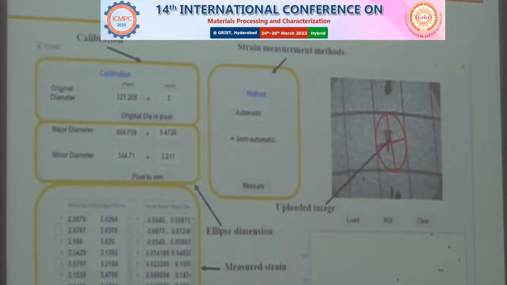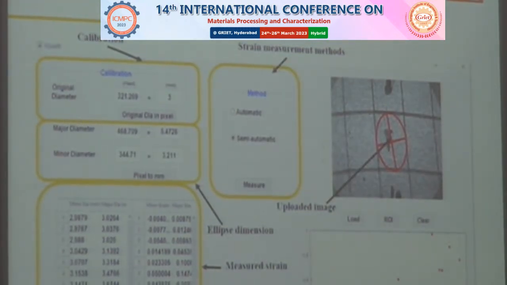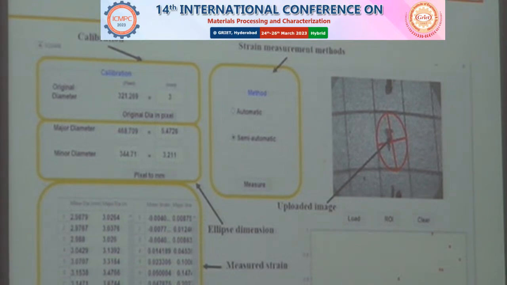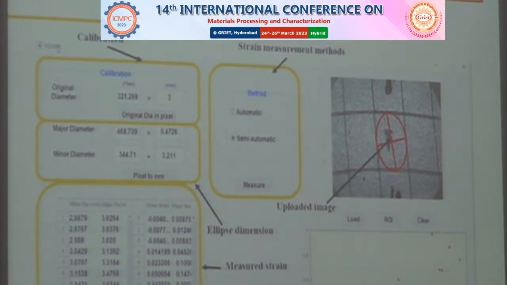Here also you can see the same algorithm, and again the same graphical user interface that was developed for circular grid analysis. Here we provided one more tab for square grid, and you have to follow the same procedure, automatic or semi-automatic. In semi-automatic, you manually pick the 4 corner points, then it will fit an ellipse.